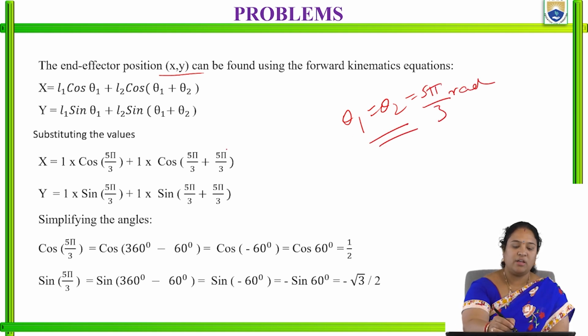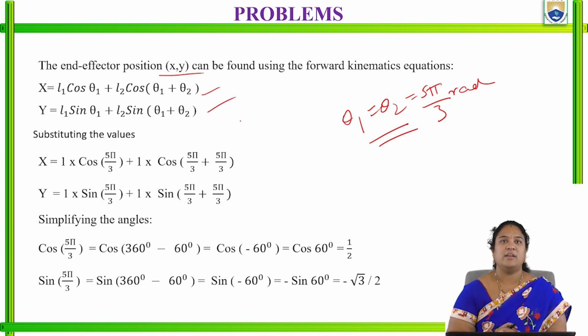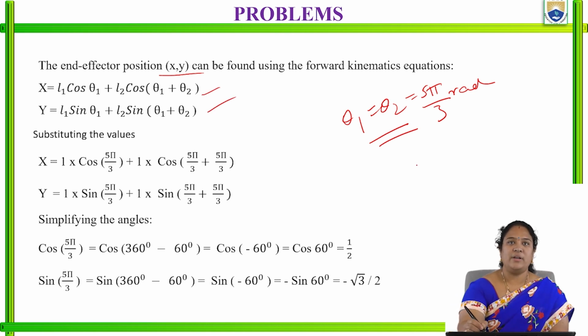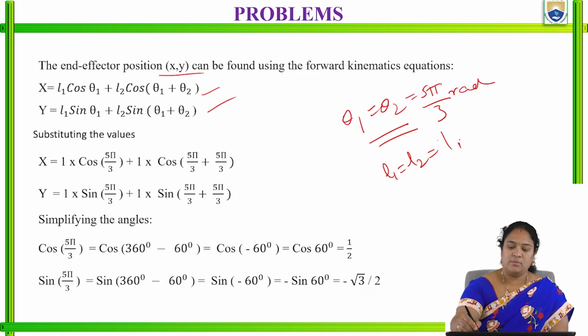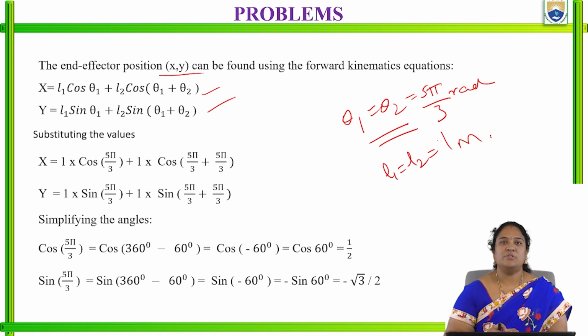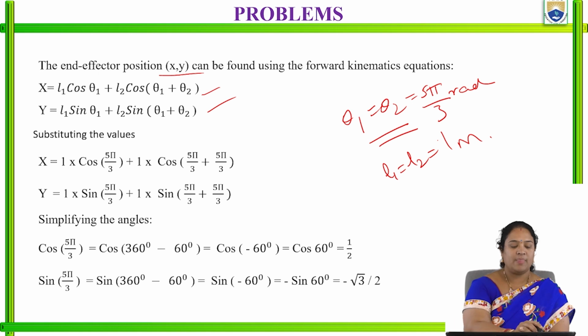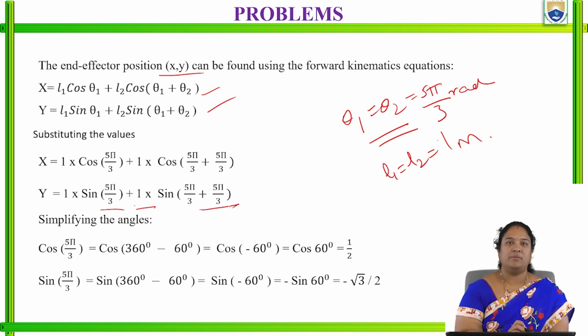So, if we substitute this theta in these equations, we get x is equal to, and L1 and L2 also we know, L1 is equal to L2, which is equal to 1 meter, right? So we are substituting all these values in the equation. We have x is equal to 1 into cos of 5 pi by 3 plus 1 into cos of 5 pi by 3 plus 5 pi by 3. Y is equal to 1 into sine 5 pi by 3 plus 1 into sine of 5 pi by 3 plus 5 pi by 3.